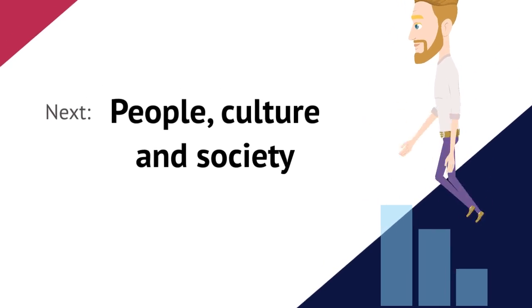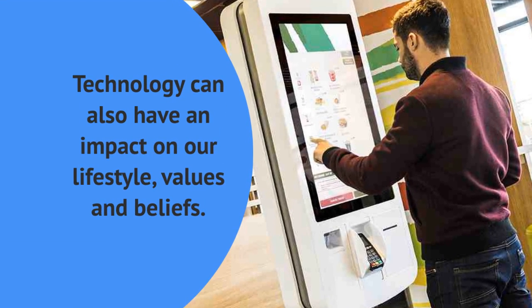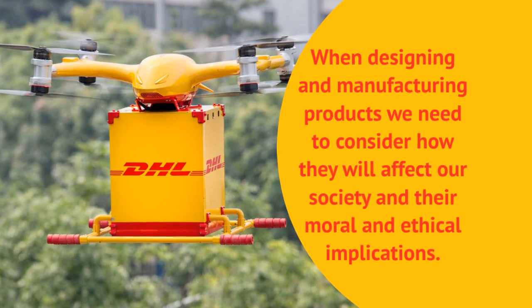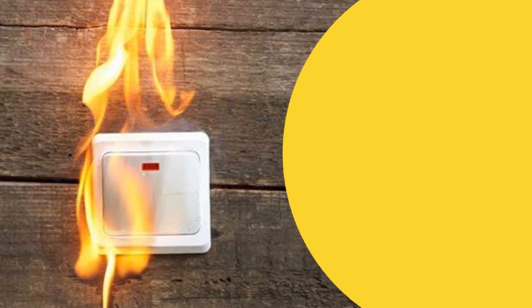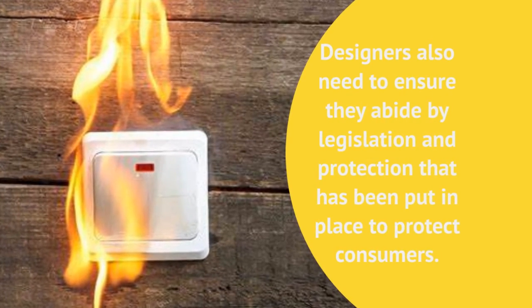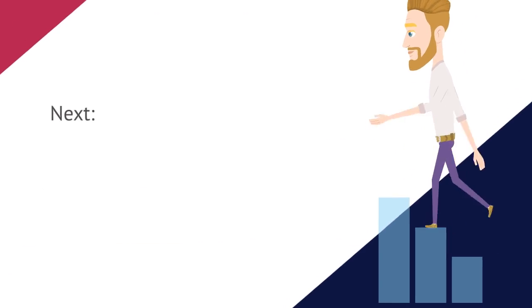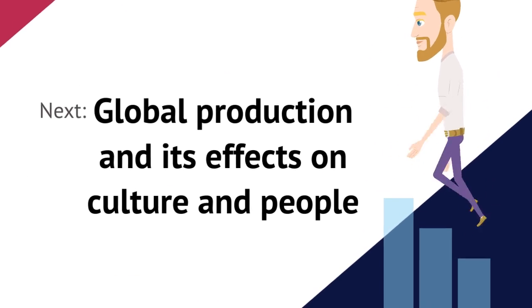Next, people, culture, and society. Technology can also have an impact on our lifestyle, values, and beliefs. When designing and manufacturing products, we need to consider how they will affect our society and their moral and ethical implications. Designers also need to ensure they abide by legislation and protection that has been put in place to protect customers. Next, global production and its effects on culture and people.